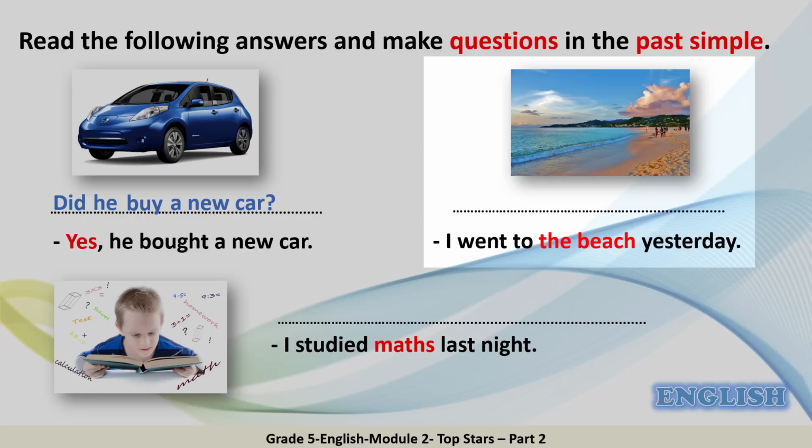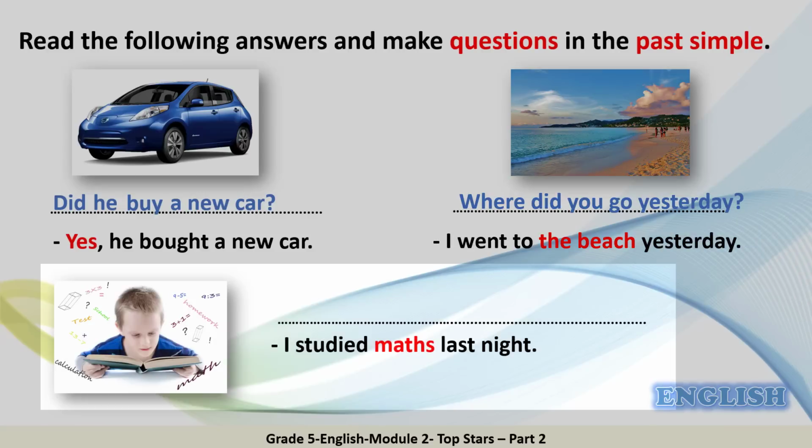I went to the beach yesterday. The beach is highlighted, so we need to ask about it. And since it is a place, we're gonna use the question word where, followed by did, and then the subject you. Okay, then go yesterday. Where did you go yesterday?